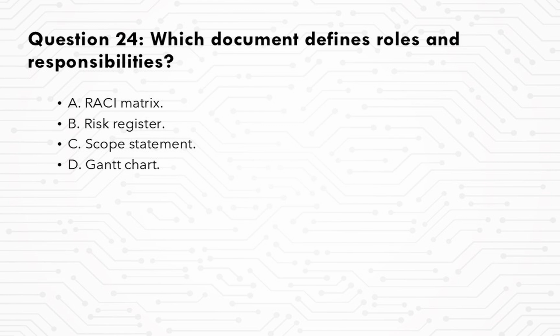Scope statement. D. Gantt chart. Answer A. RACI clarifies who is responsible, accountable, consulted, and informed.